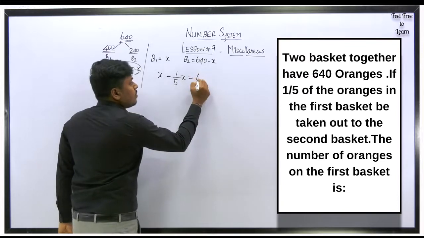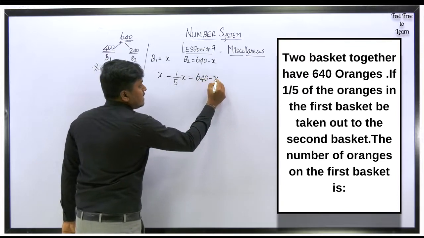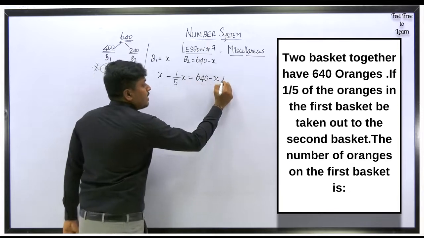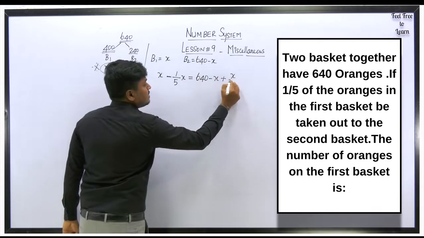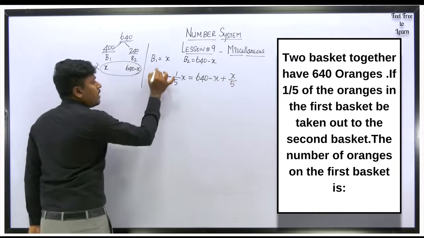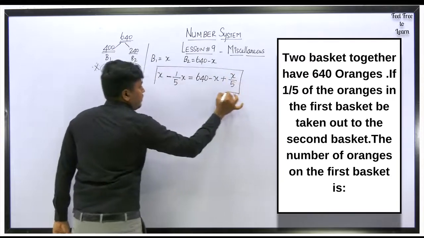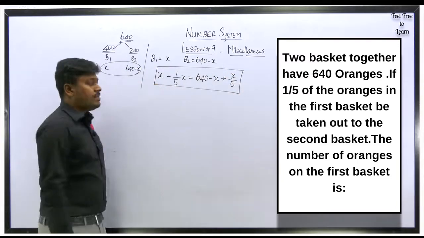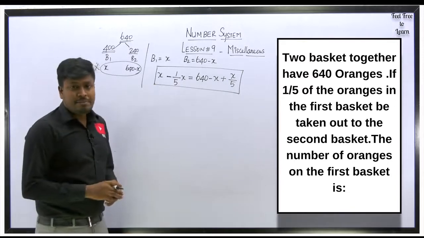So basket number 2, how many oranges are there? 640 minus x. So in this bag, they are adding these oranges, that is x by 5. So friends, understood how I wrote this equation? If you are able to understand it, then solving the complete question will be very simple.